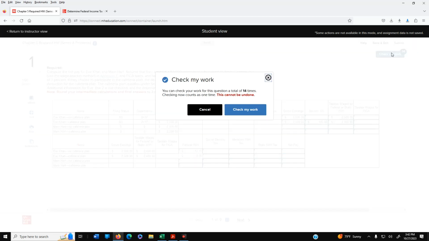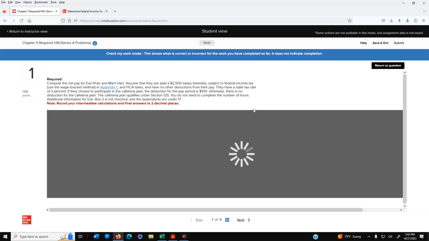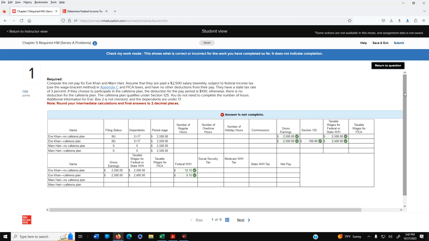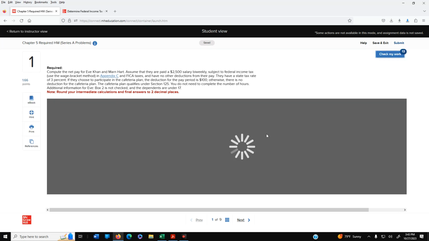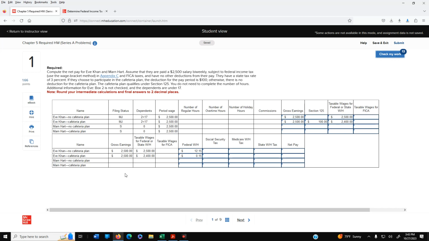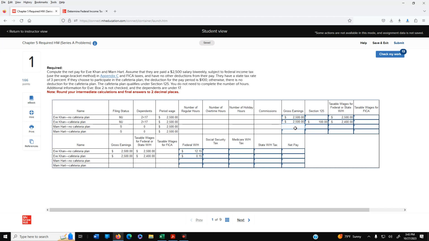So we're going to check my work, and it should check out. All right. So far, so good. So let's go ahead and do the other individual. No cafeteria plan. So we're going to go back to this. But this time, this individual is single, no dependents, or no allowances. So we're going to put here 2,500. So the taxable wages are 2,500.